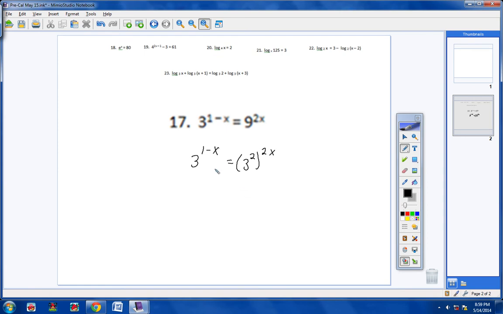And now I'm getting pretty close to having the same base, okay? So 2x times 2, I can multiply my exponents together. That would give me 4x. And now look at that.